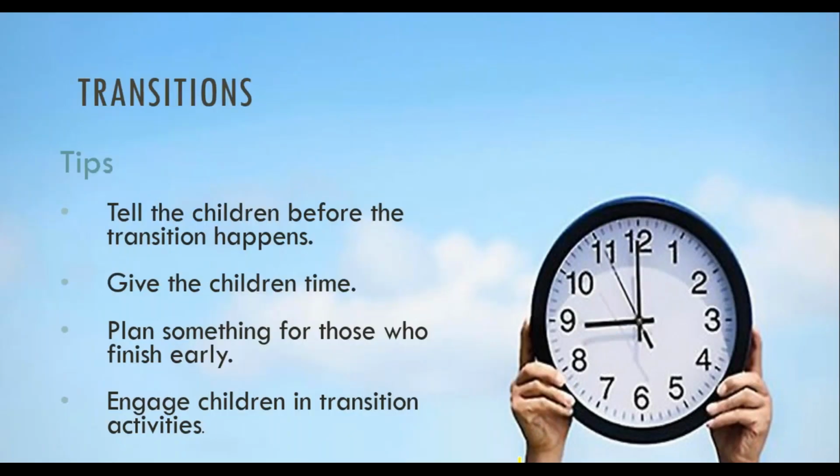All right, so tips on transitions. We want to make sure that we tell the children before the transition happens. Give them a warning, give them a 5-minute warning. Yes, they don't tell time. So you can get a timer, or you can tell them, you can see this clock right here. You can tell them when the big hand is on the 12, and when the big hand is on the 1, then we're going to transition. So that kind of gives them a visual reminder or an auditory reminder with the timer before that transition occurs.